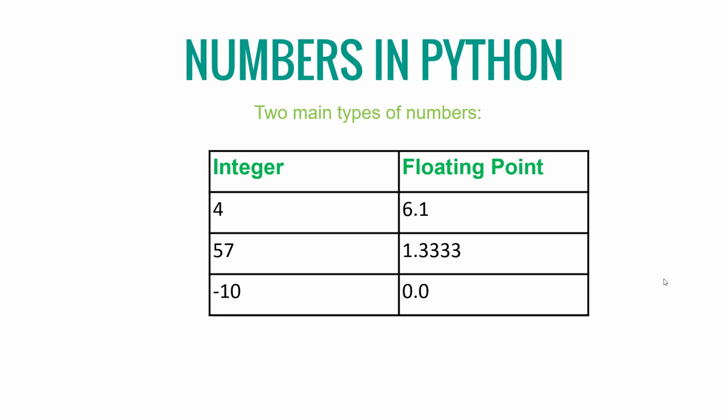The first one is the integer number, and the second one is the floating point number. Well, what is an integer type number? An integer type number is a whole number. Inside an integer type number, there is no fraction, like 4, 57, minus 10, 2020, 297, minus 3000, and so on. And what is a floating point number? A floating point number has a fraction, like 6.1, 1.333, 0.1, 1.999, and so on.